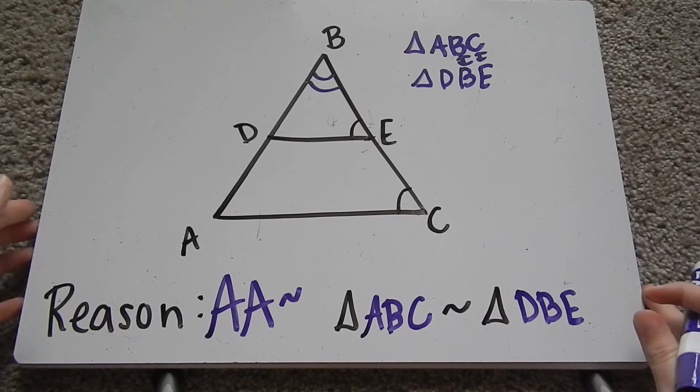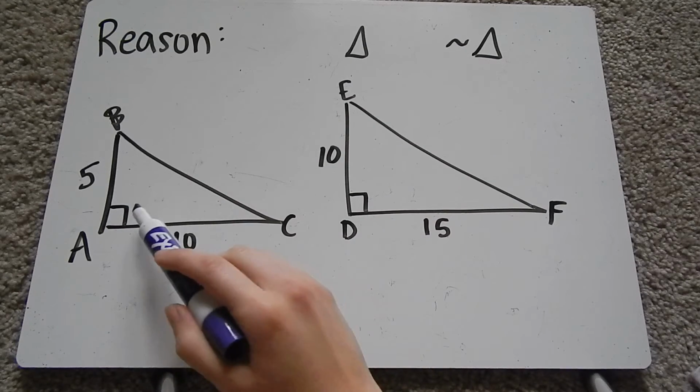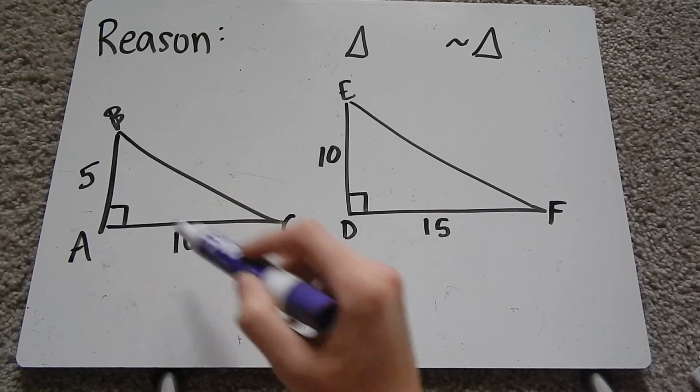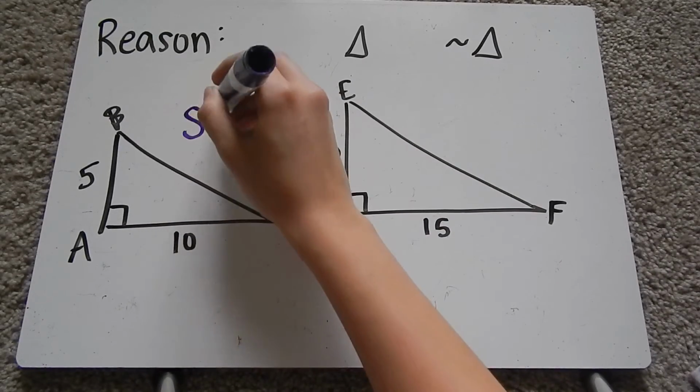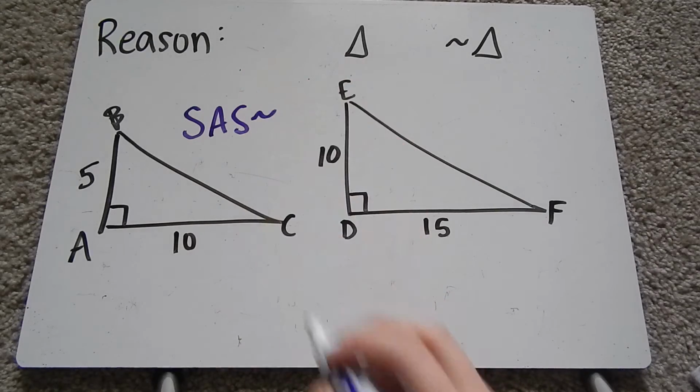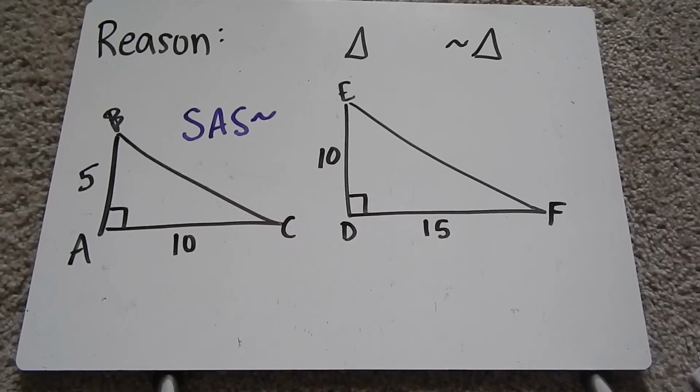Moving on to our next example. Okay, again, we're going to do the same thing. Figure out if they're similar, give a reason, and then name them with corresponding parts. Now, I see here I have an angle. They're equal. That's good. And I have sides. So this could be a side-angle-side similarity, but we have to determine if these proportions are equal.